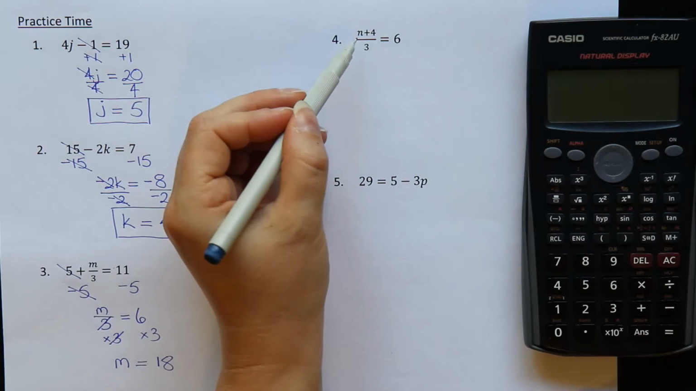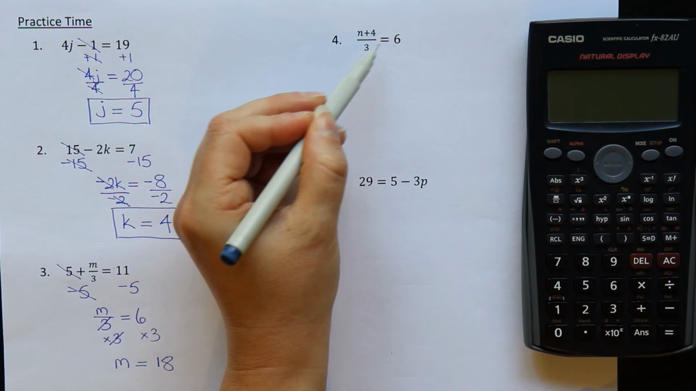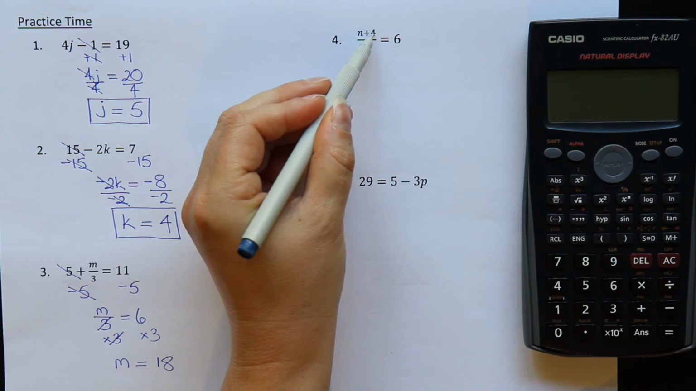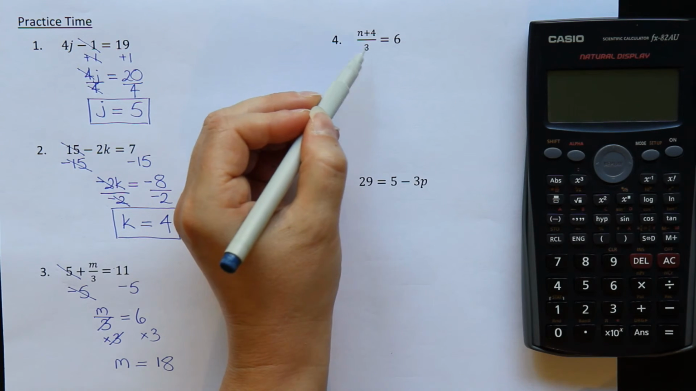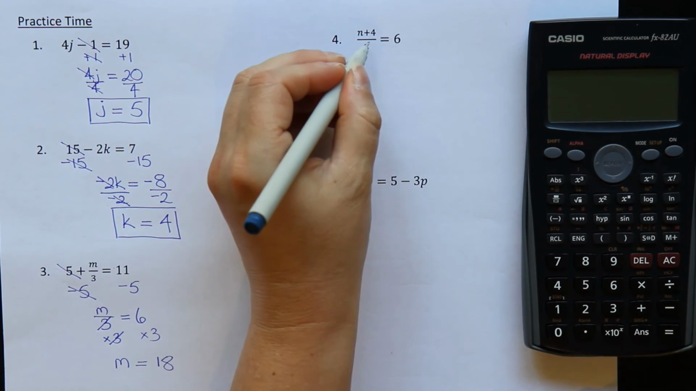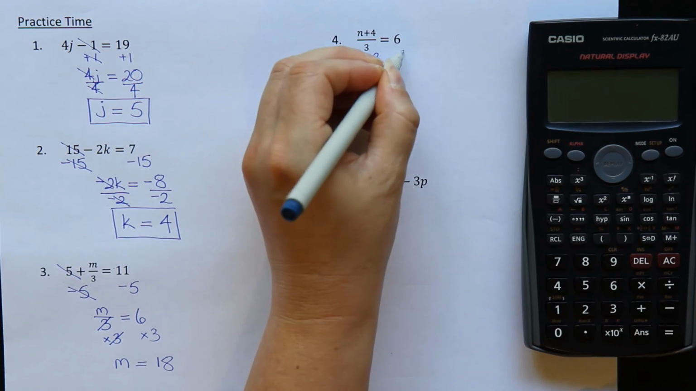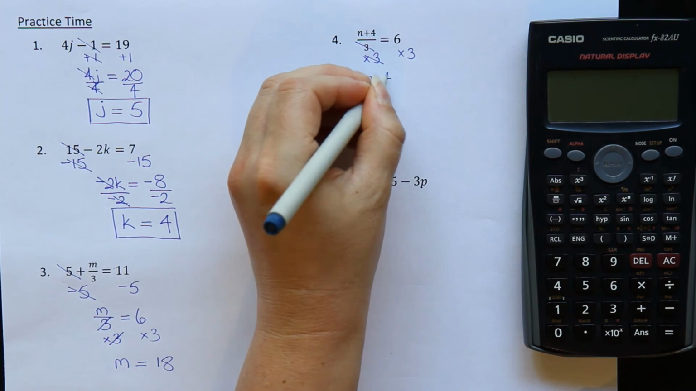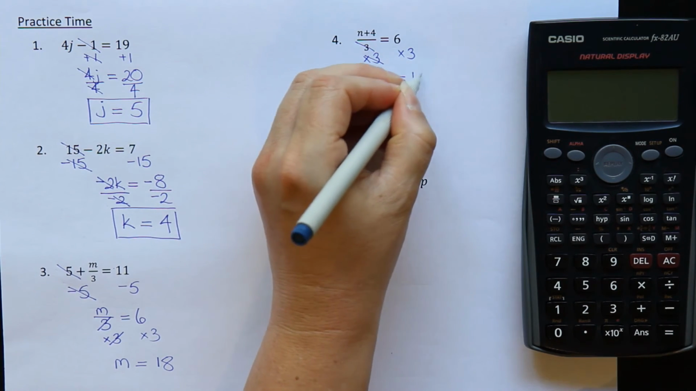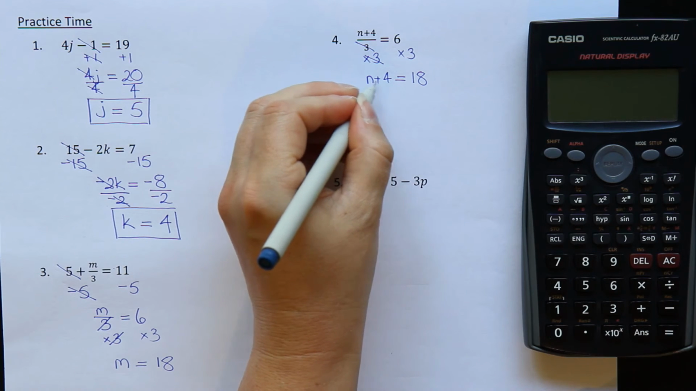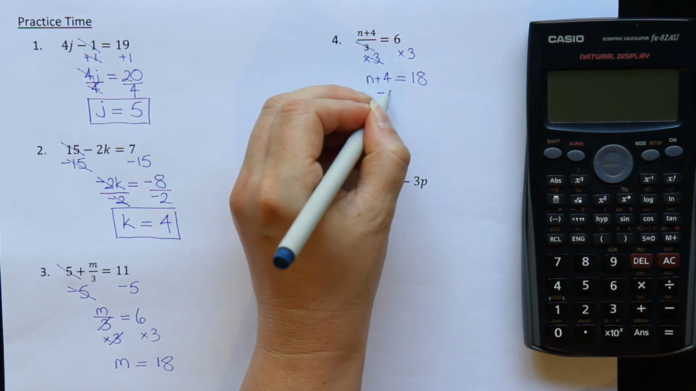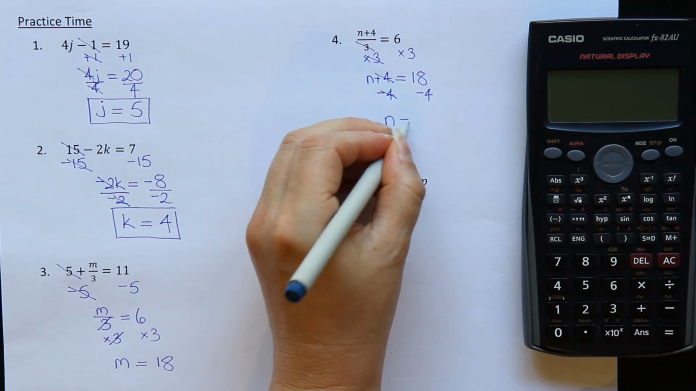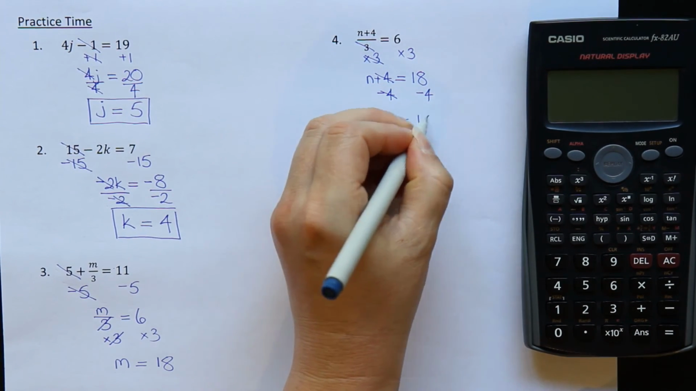Question 4. n plus 4 over 3 is equal to 6. n, I add the 4 and then divide everything by 3. So the 3 has to move first. The opposite of divide is to times by 3. So I have n plus 4 left. 6 times 3 is 18. Now the opposite of adding 4 is to subtract 4. n is by itself. And 18 minus 4 is 14.